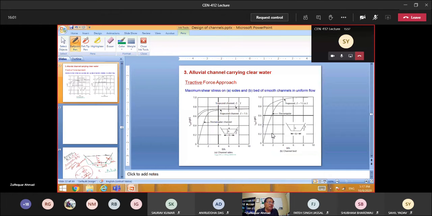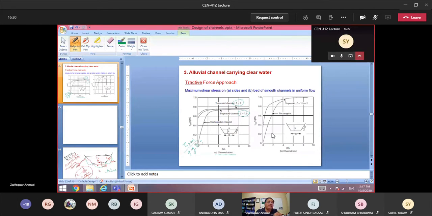In the rectangular channel, of course, Z is coming out to be 0. And for the two values of Z, Z equal to 1.5 and Z equal to 2, the shear stress is given here. This may not be readable: tau SM by rho G H S.